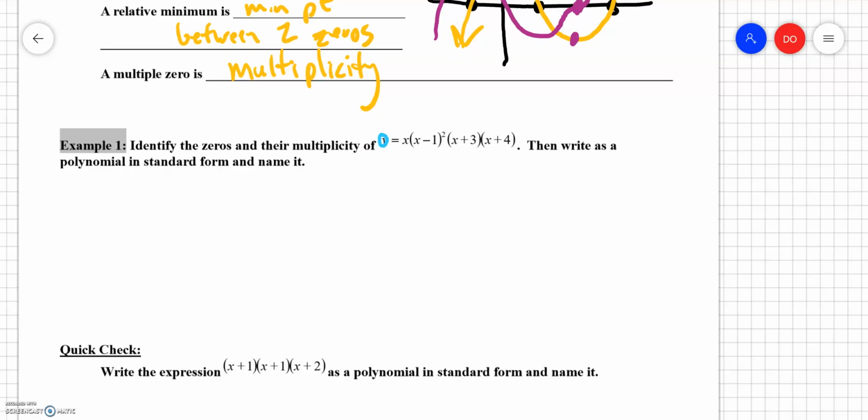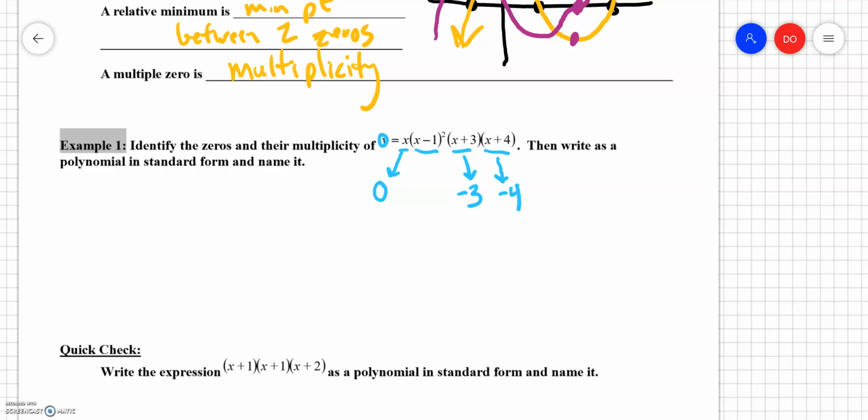And since this is already in factored form, something times something times something times something else, that means all of those somethings could be equal to 0. That's what the zero product property says. So x could be equal to 0. That's one possible 0. X plus 3 as a 0 would be -3. X plus 4 as a 0 would be -4.